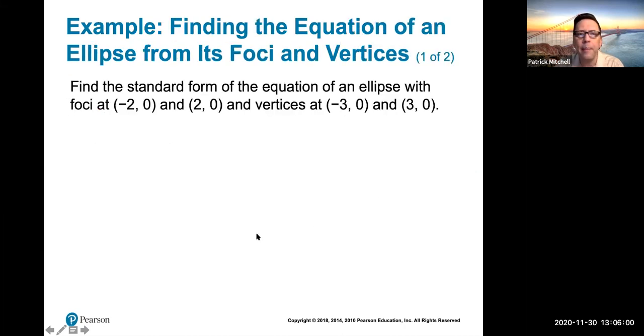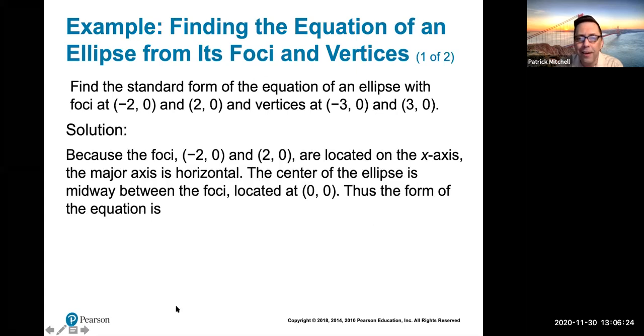All right, next example, we're going to find the standard form of the equation of an ellipse with foci at (-2, 0) and (2, 0), and vertices at (-3, 0) and (3, 0). So this is going to be a horizontal ellipse because the vertices and the foci are on the x-axis. All right, and so the center of the ellipse is midway between the foci, which would be at (0, 0). That's the only kind of ellipse we've talked about so far.